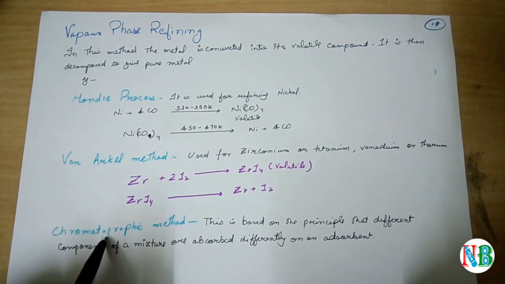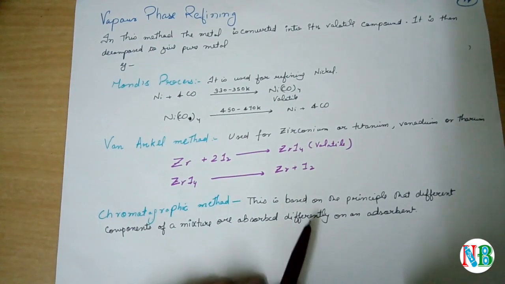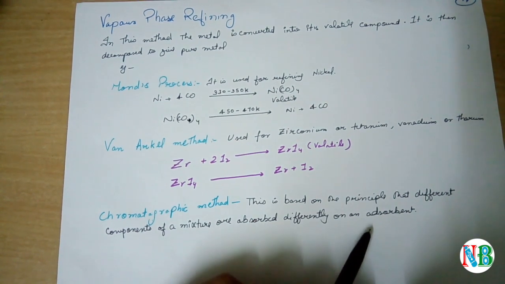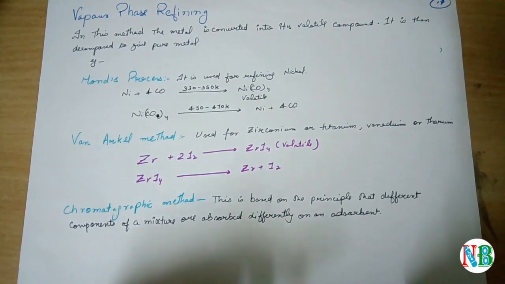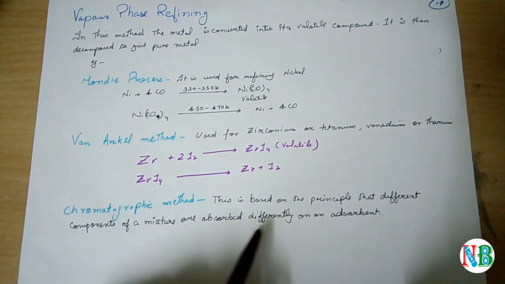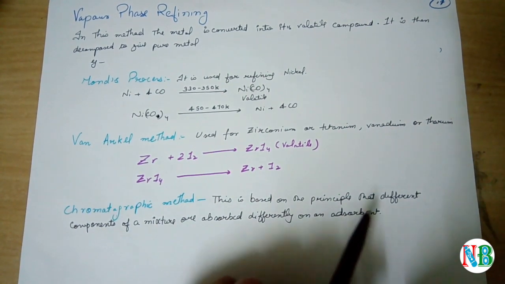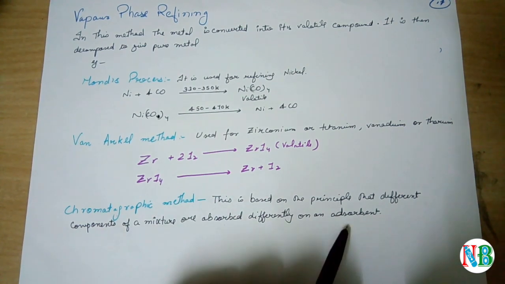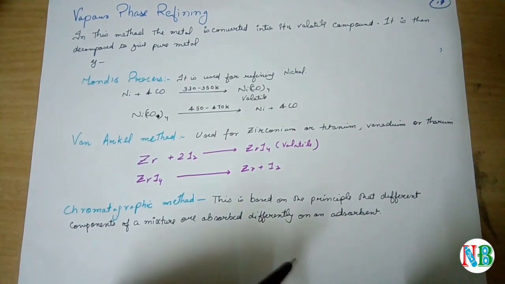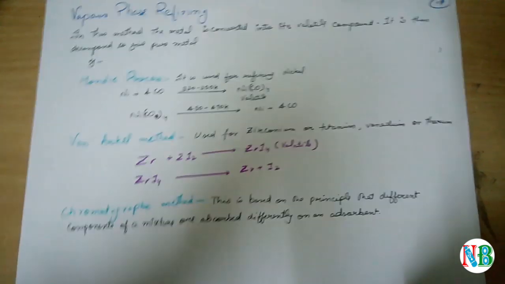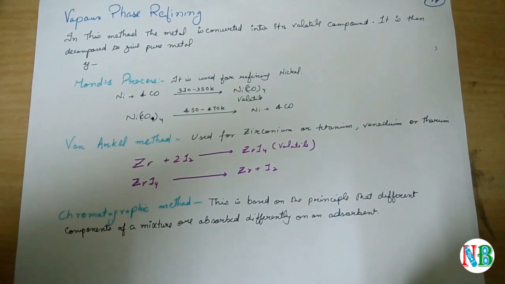Then we have the chromatographic method. This is based on the principle that different components of a mixture are adsorbed differently on the adsorbent. There are not many examples of it mentioned in the NCERT book, so it is not very important, but you need to know that it is based on the principle that different components of a mixture are adsorbed differently. When you study the physical properties of adsorption and absorption, you will read more about them. So this was it for this lecture.